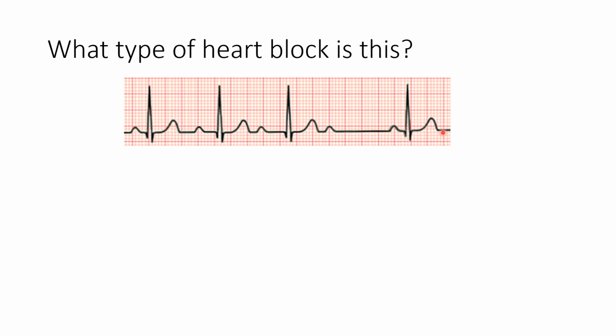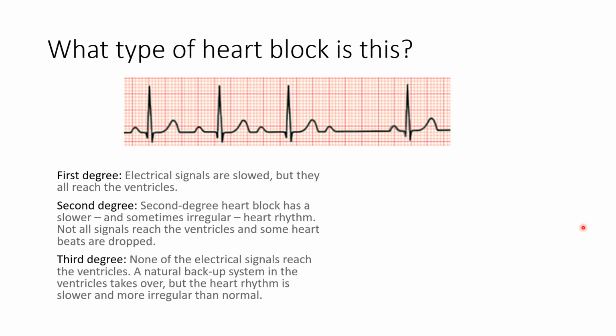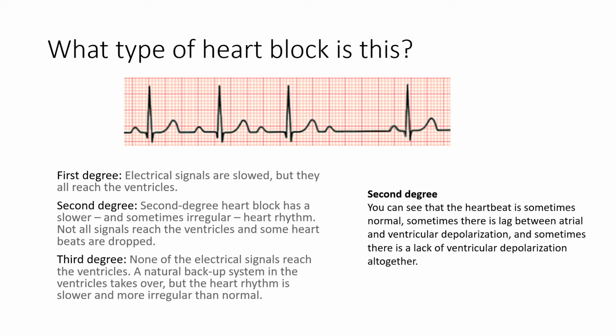So which kind of block would you think that this is? So we said that this one you're probably really not going to see much on an ECG. In a second degree block, not all the signals are going to reach and some heartbeats are dropped. That's kind of what this looks like, where you have this P wave, and then you don't have any QRS complex or a T wave. So this is a second degree heart block.